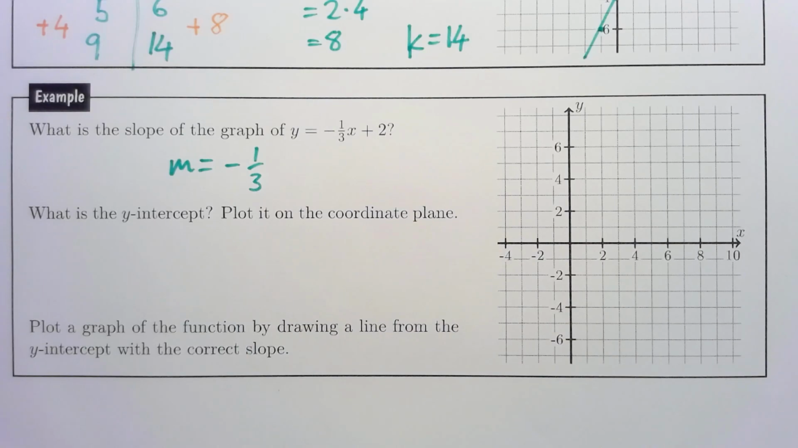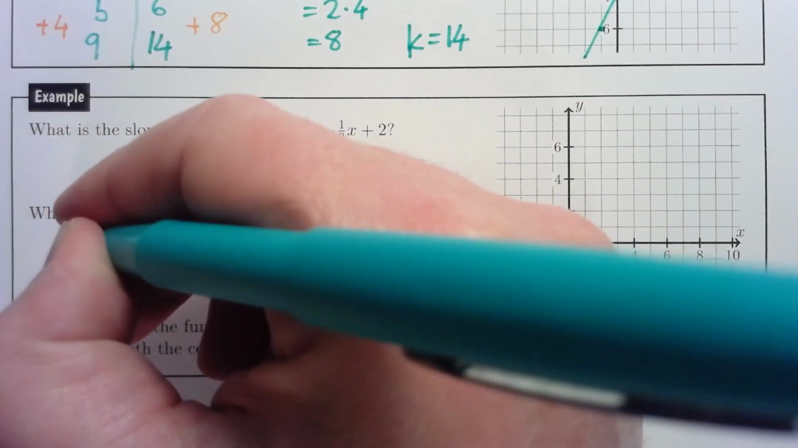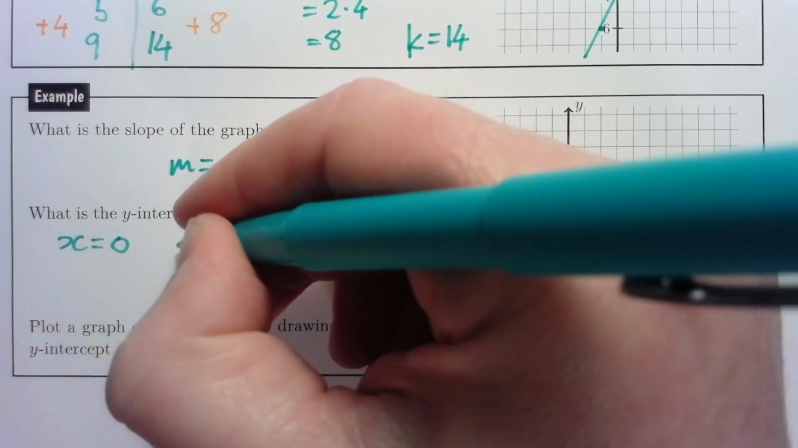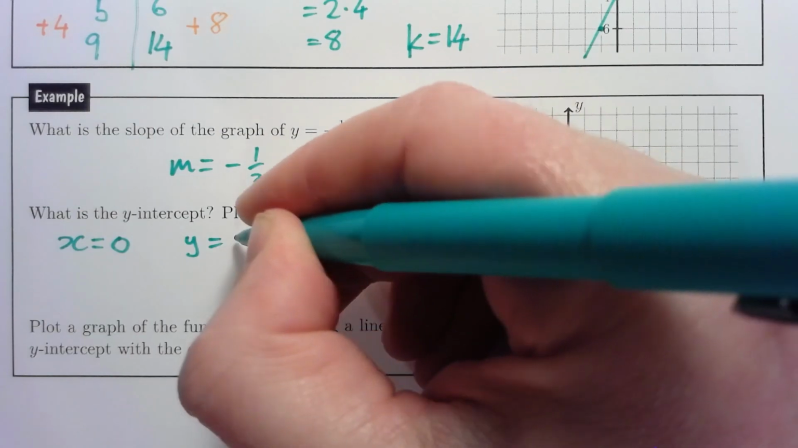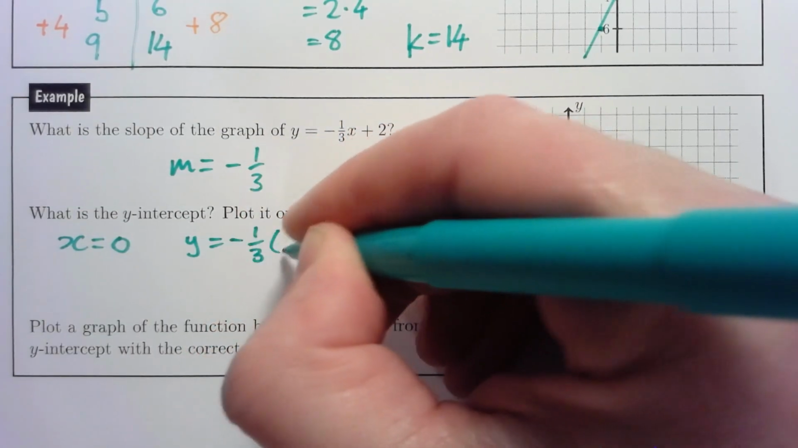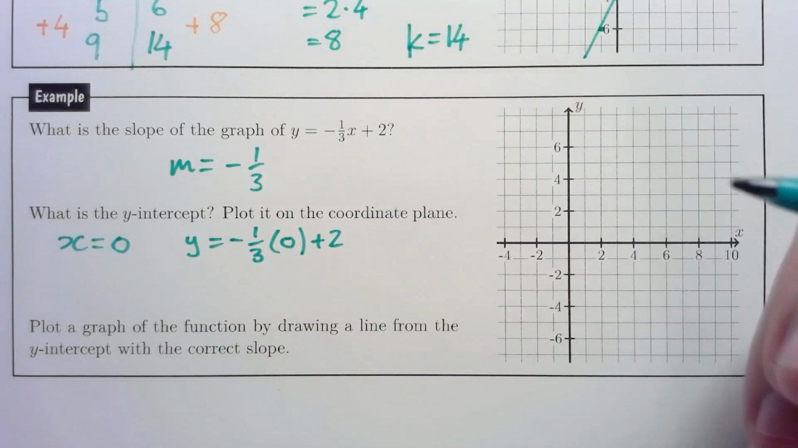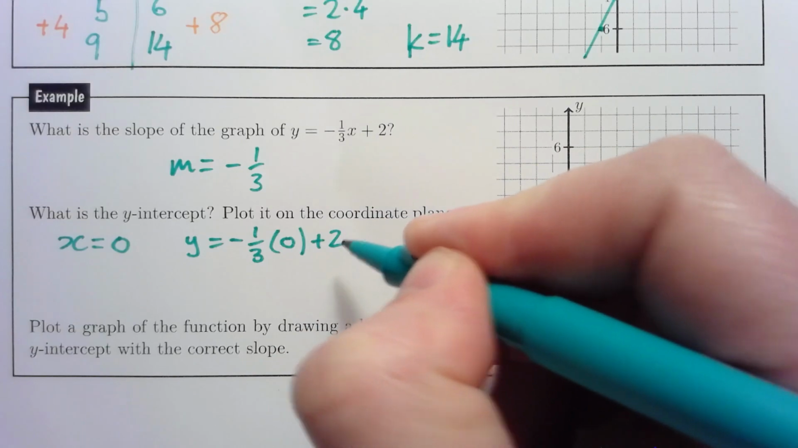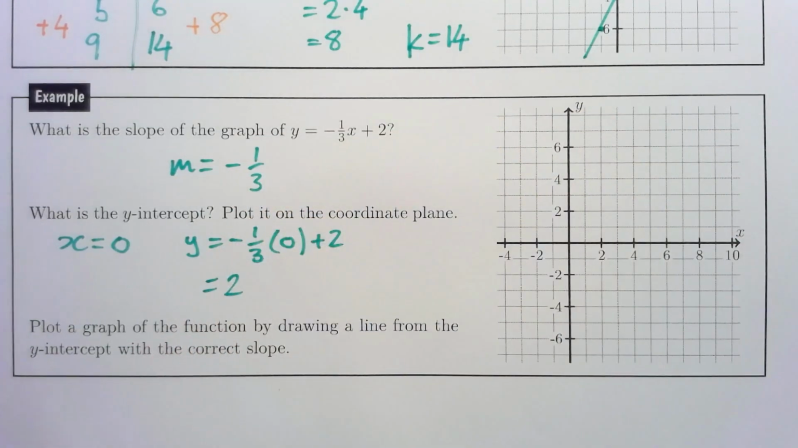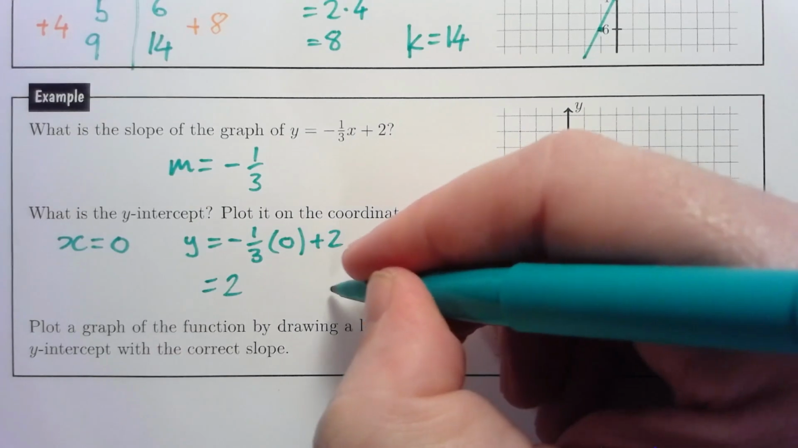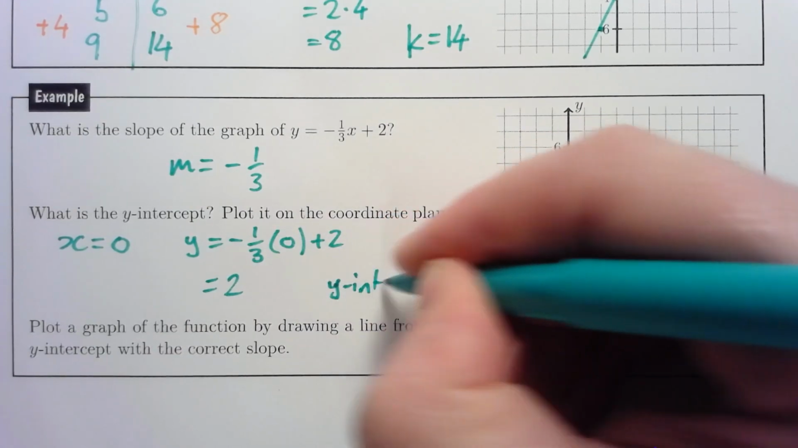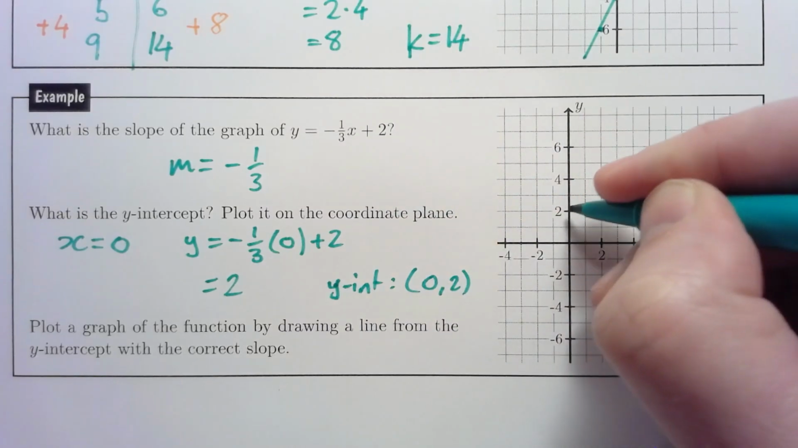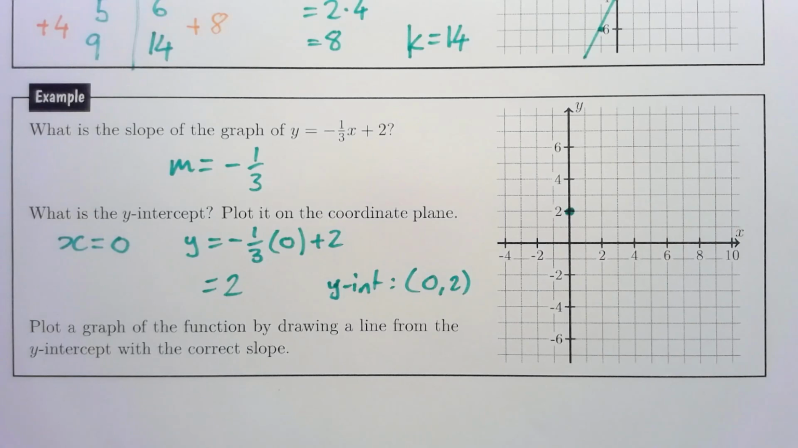Now, next thing it asks us is to find the y-intercept. So, remember that the y-intercept occurs when x is equal to 0. So that means that y is equal to -1/3 of 0 plus 2. Now, -1/3 of 0 is 0. So this is really just 0 plus 2, which equals 2. So the y-intercept has the coordinates 0, 2. That would be the point right here.